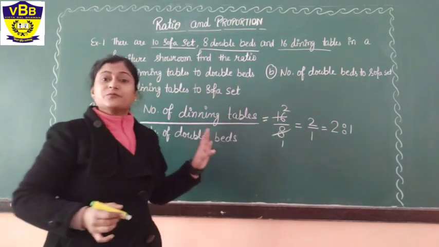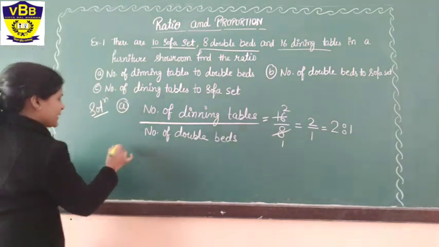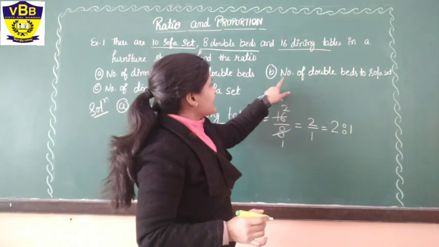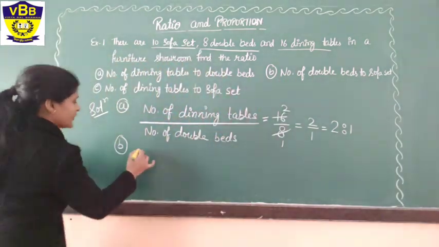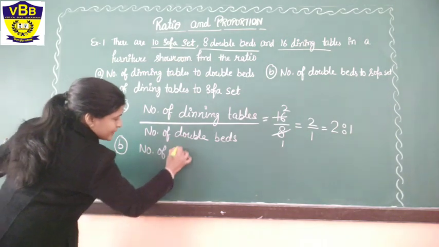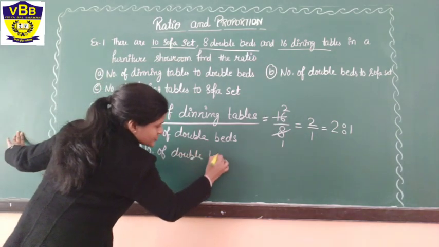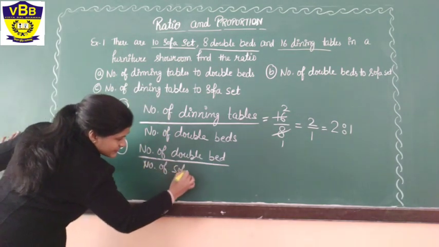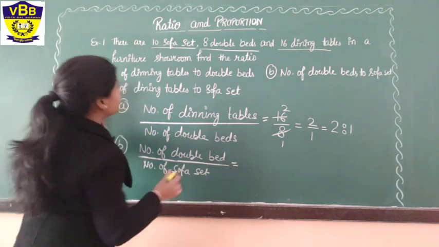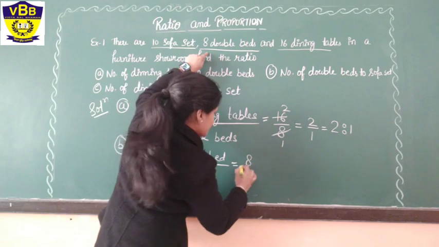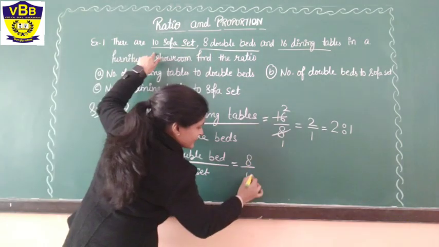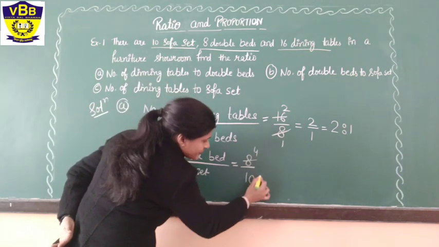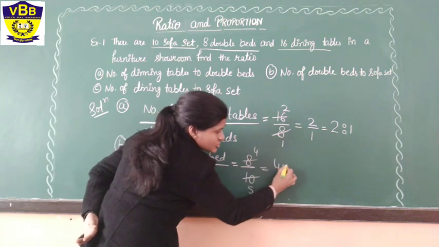I believe it is a very easy chapter. Now part B. If we are solving B, he is asking for the number of double beds to the number of sofa sets. Number of double beds upon number of sofa sets. How many double beds are here? It is 8. Number of sofa sets, that is 10. Make it simple, simplest form. 2 4s are 8, 2 5s are 10. 4 ratio 5.